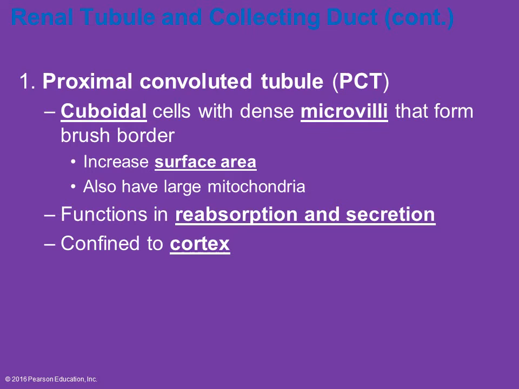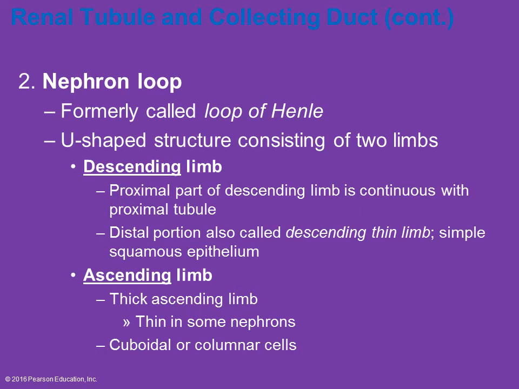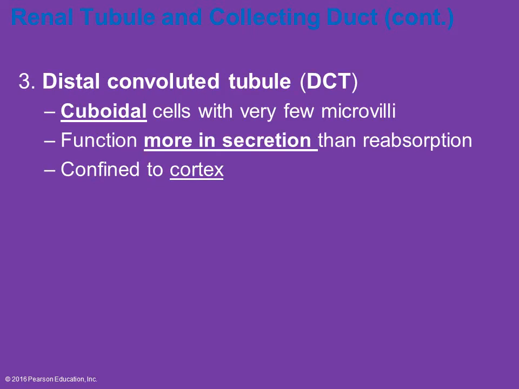The proximal convoluted tubule is involved with reabsorption and secretion. So it's moving substances from newly formed urine back into the blood, but also removing additional components out of the blood and into the urine. The nephron loop, like I said, also known as the loop of Henle, is U-shaped with what's known as a descending limb as well as an ascending limb. And then in the distal convoluted tubule, you're going to have more secretion occurring here, putting substances back into the blood.